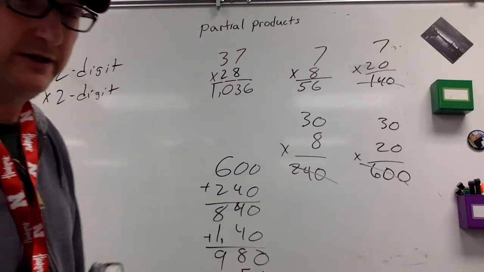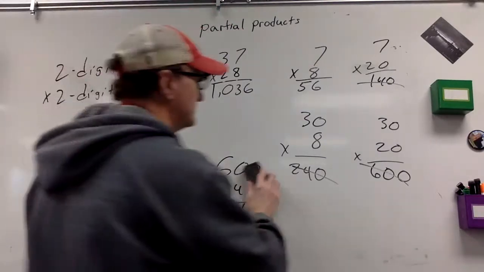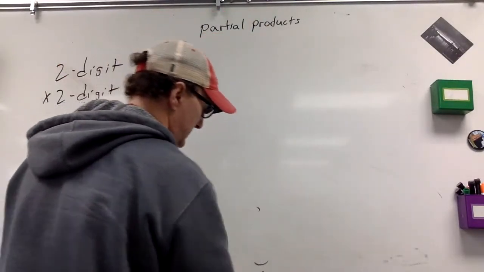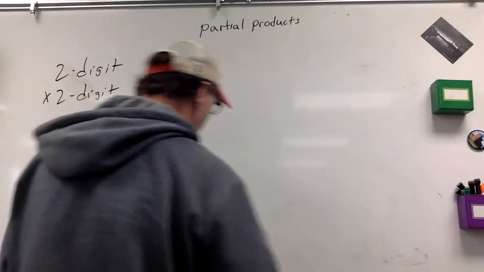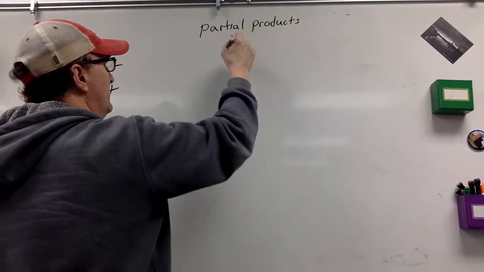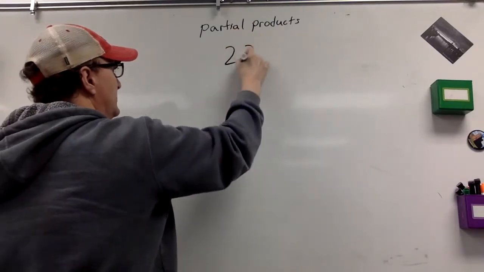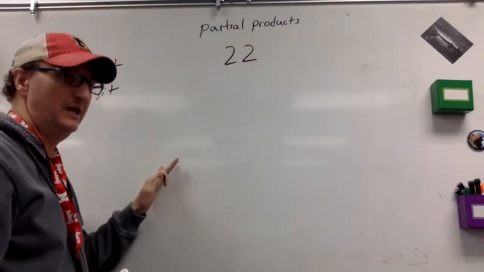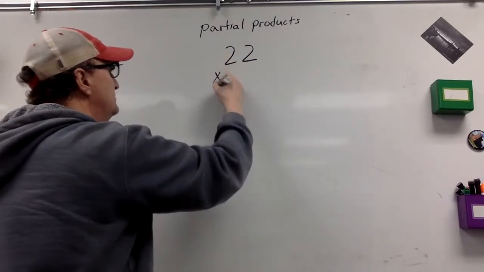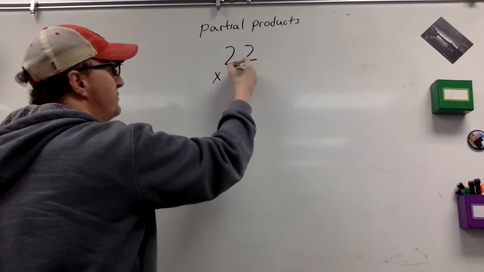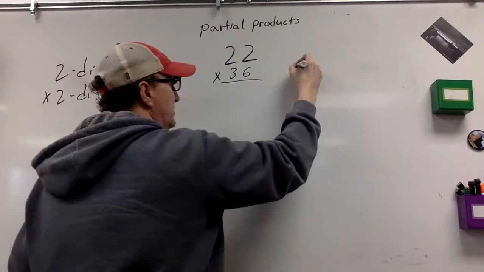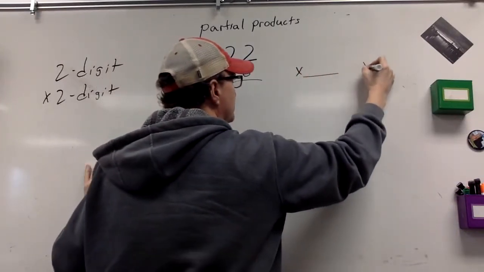Let's do one more, and then I'm going to end this video, okay? Let's try, let's see. My favorite number is 22. Anytime I was on a sports team, that's the number I like to wear on my jersey. So how about 22 times, I don't know, how about 36? Sound good? Set up our 4 partial products.